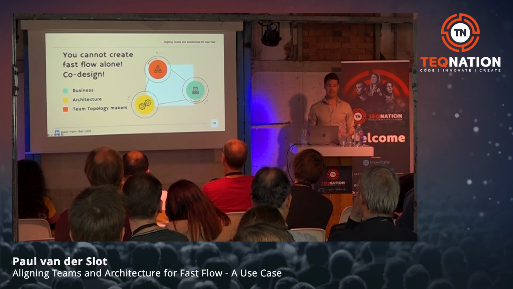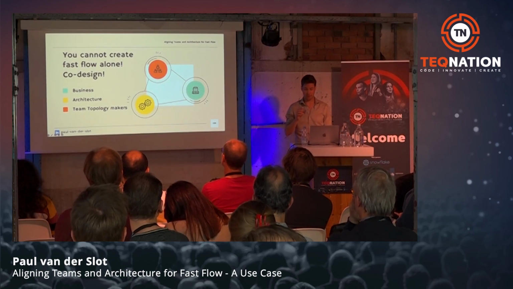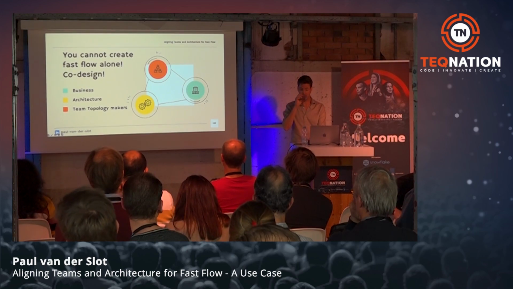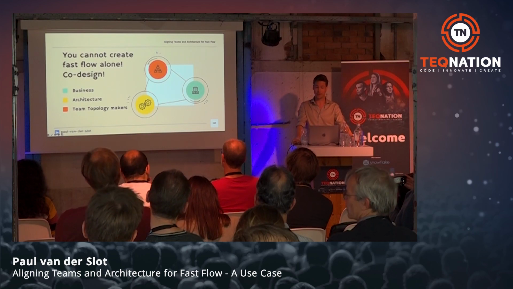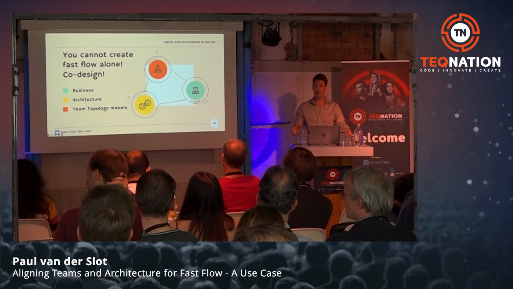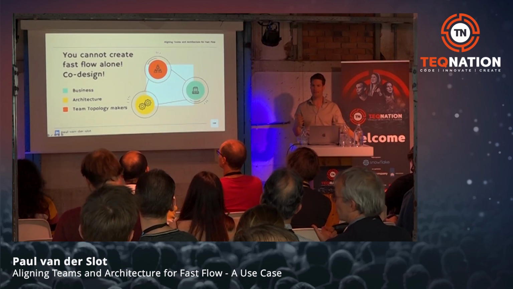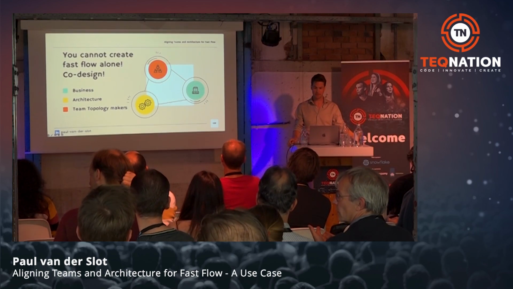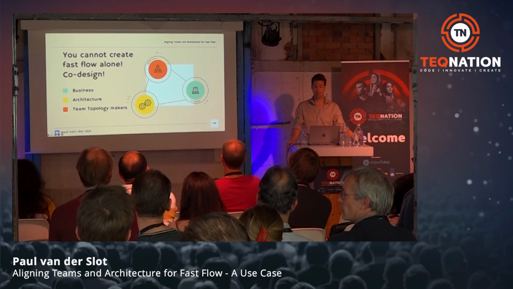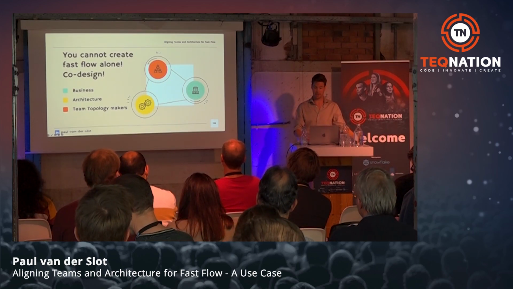So what you see here is that you cannot create fast flow alone. You have to co-design with other people. You have to get the business involved, so you have to start with the business strategy. You have to get the architecture involved, so you have to make sure that domains are loosely coupled, because those are the people who do really know what loose coupling means, so they can help with structuring the domains and know what kind of things to think about. And you have to get the team topology makers involved, so you can map the teams on that architecture.